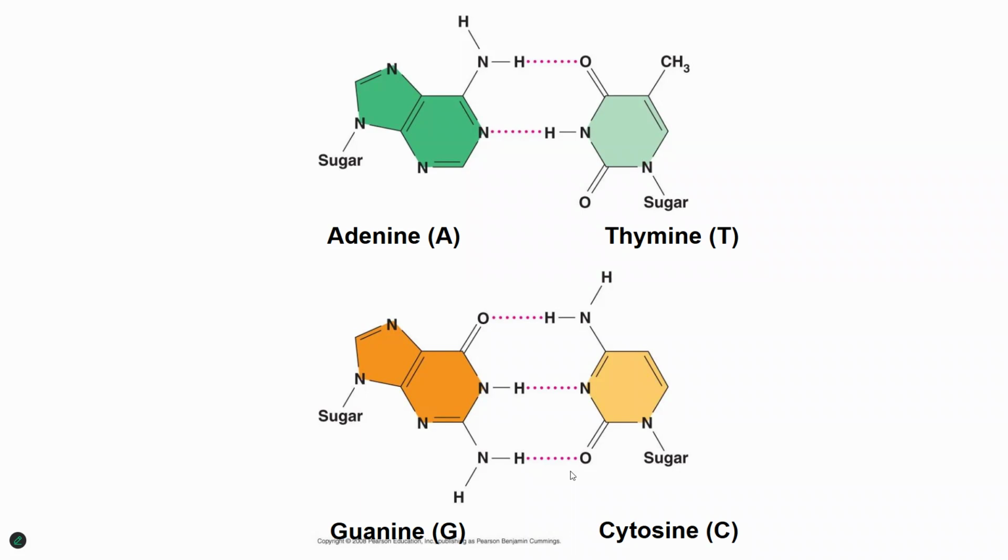If we try and swap them, it doesn't match up. So if we tried to bond adenine to cytosine, here you'd have a hydrogen facing a hydrogen. That's not going to hydrogen bond. And then you'd have a nitrogen facing a nitrogen. That's not going to hydrogen bond. And then this oxygen has nothing to bond to. And so cytosine and adenine just can't hydrogen bond together.